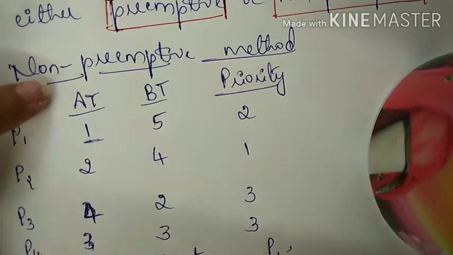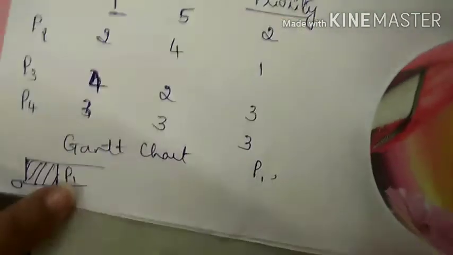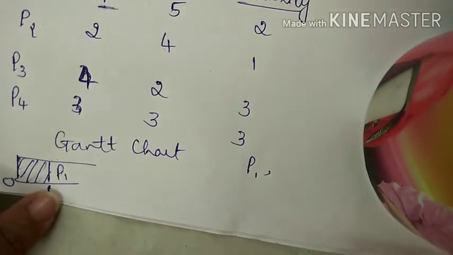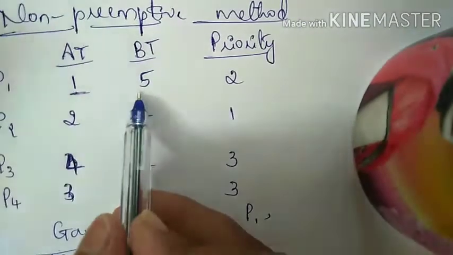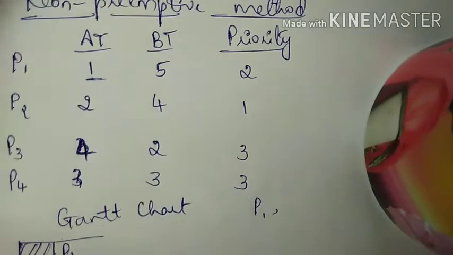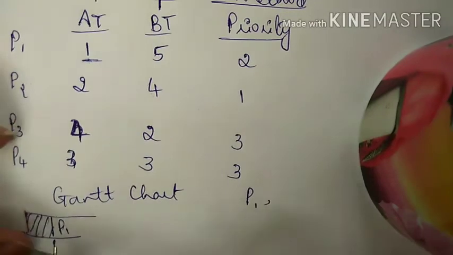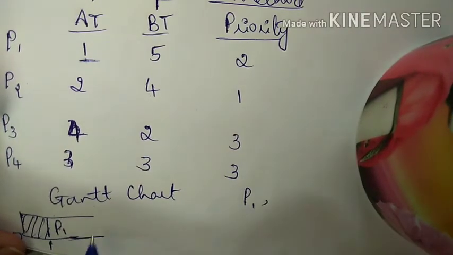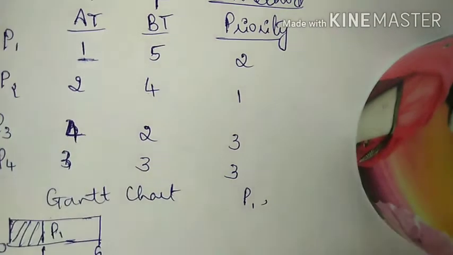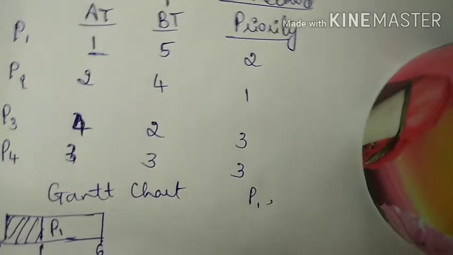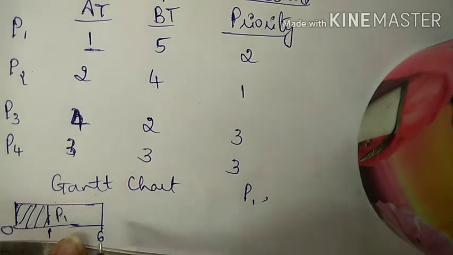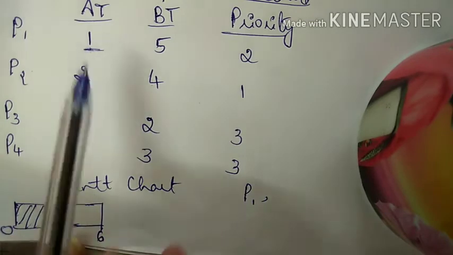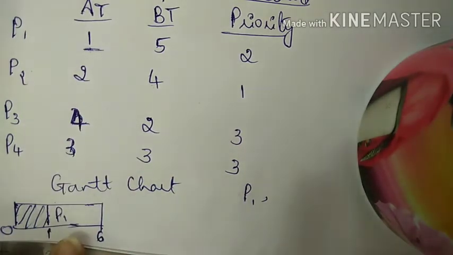Since this method is non-preemptive, once the process has been allocated to the CPU, it will continue till its burst time. So the burst time of P1 is 5. Therefore 1 plus 5, 6. So it will continue its execution till 6 milliseconds. Okay.